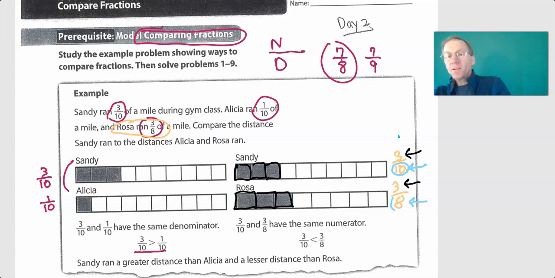And in this fraction, 3/8, it takes only 8 parts, so fewer parts to make a whole, so their pieces are bigger. So there's two examples. Over here, we have the denominators are the same, number of parts you have is different. And over on this side, we have the number of parts you have is the same, and the denominator is different. All right, well, let's get going. We'll do some more comparing here.